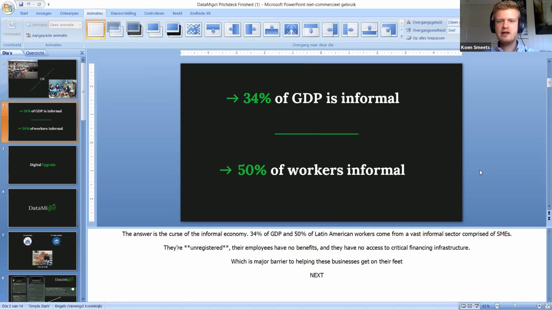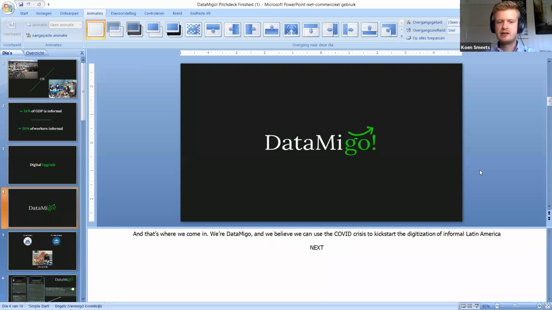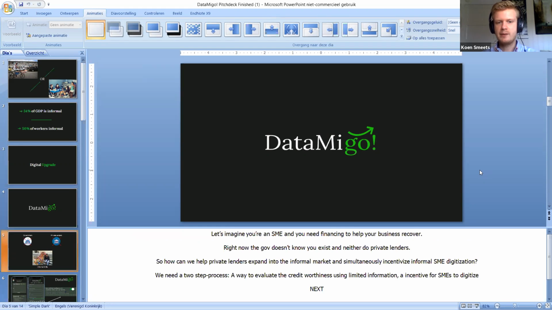34% of GDP and 50% of Latin American workers come from the vast informal sector comprised of SMEs. They're unregistered, the employees have no benefits, and they have no access to critical financing infrastructure. This is a major barrier to helping these businesses get on their feet. What Latin America needs is a digital upgrade. That's where we come in, Wedad and Miguel, and we believe we can use the COVID crisis to kickstart the digitalization of informal Latin America.